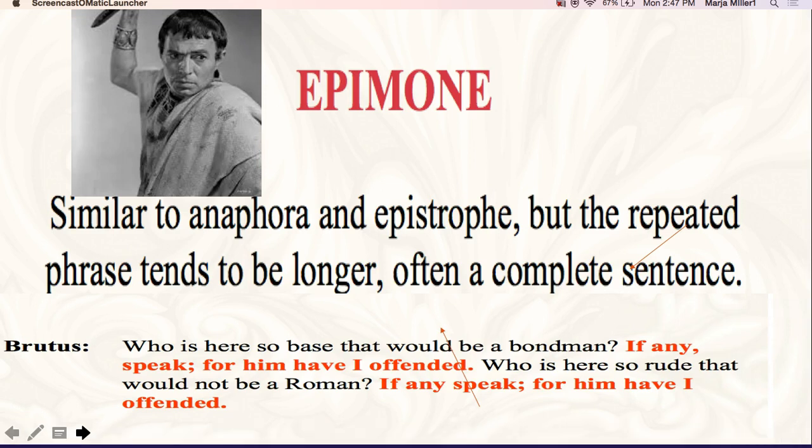Right? And then he continues with a speech. "Who is here so rude that would not be a Roman? If any, for him have I offended." Right? "If any speak, for him I have offended." So the sentence is being repeated. It's not anaphora, because it's not at the beginning and it's not a short phrase. It's not epistrophe, because it's not at the end. It's not even a long phrase, it's just a complete sentence. So that is this rhetorical device.